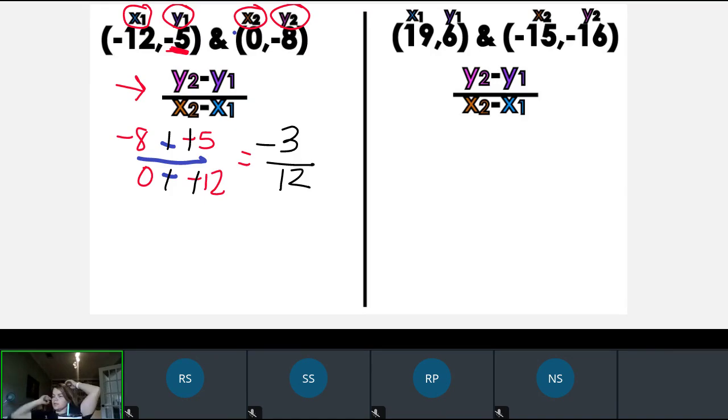Does that make sense, Rylan? Okay, where did I lose you? Which part? Okay, Micah, where did I leave you behind? Which part? Like the top, the bottom, plugging it in.